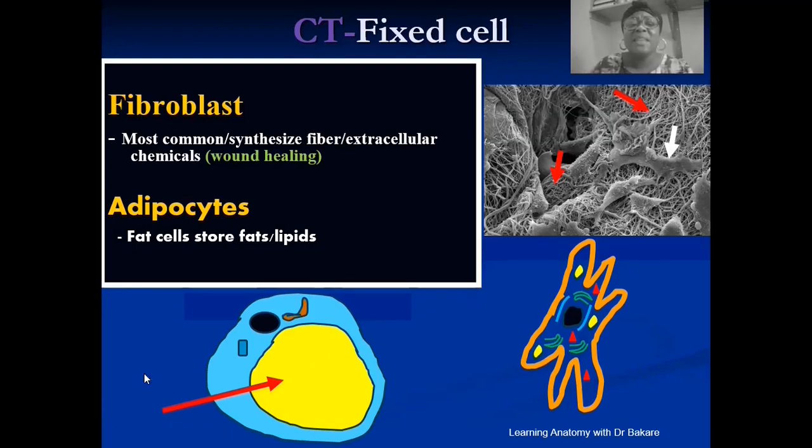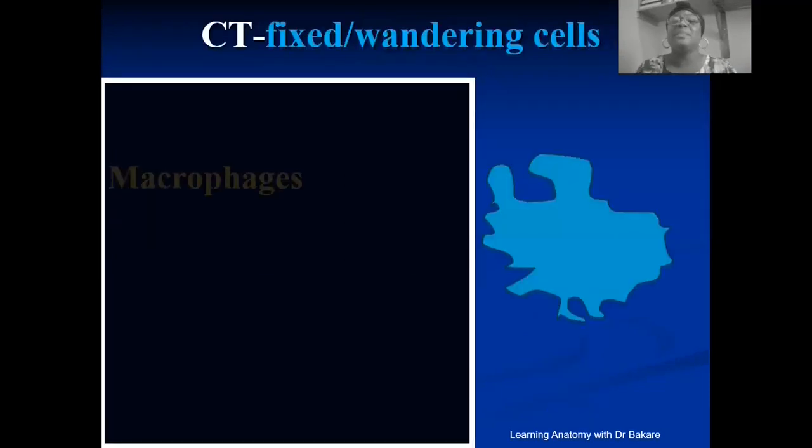And you see the cellular organelles are pushed to one side so as to create space for the large vacuole for fats and lipid storage. So this is the configuration of the adipocyte. These two cells are seen to be fixed within the connective tissue. So let's try and drive further to the macrophages.